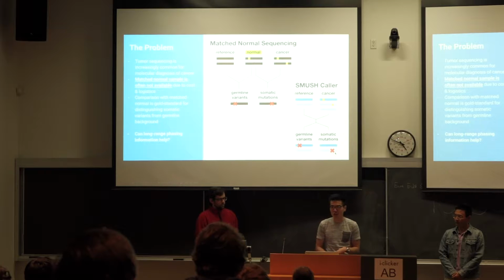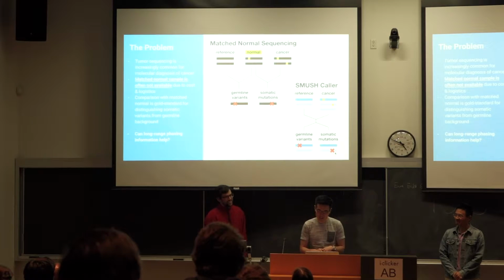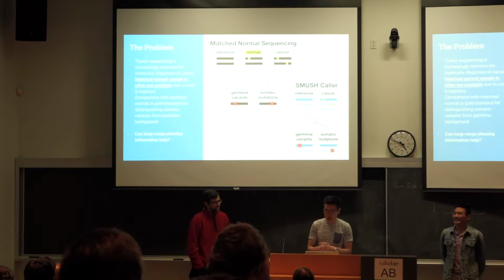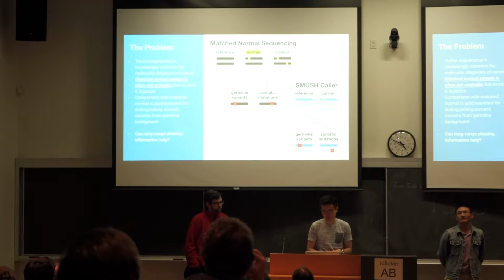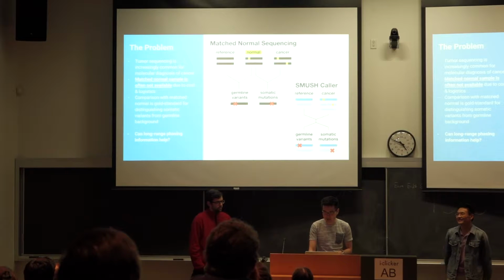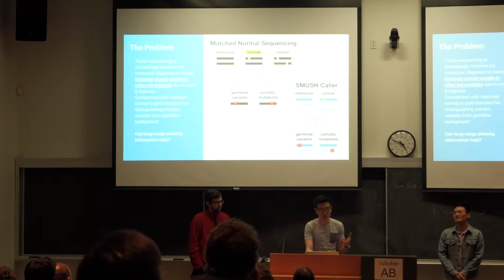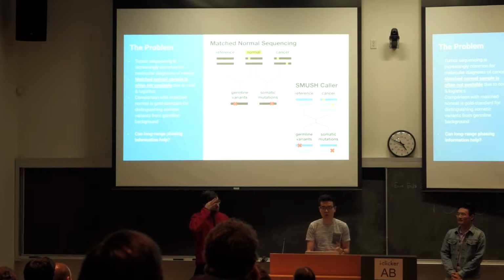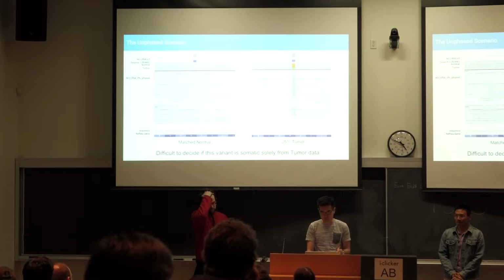But the SMUSH caller, as we call it, allows us to essentially leverage the linked read data from 10x Genomics in order to try to call out the germline versus the somatic mutations using only the cancer tissue. And this is really important because oftentimes that matched normal tissue is just not available for various different reasons.